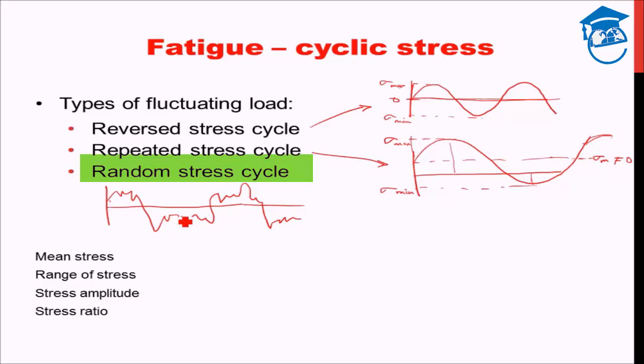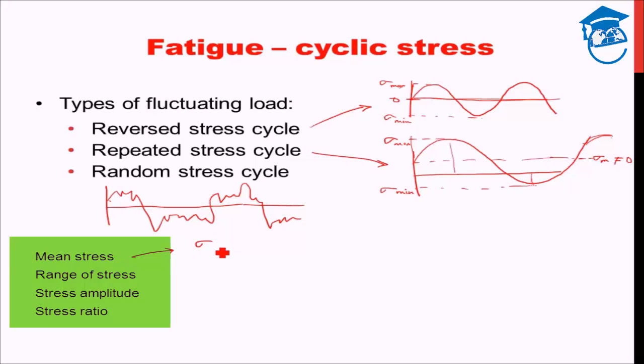Now that we know what are the different types of cyclic stresses that can occur in a body, let us understand some terminologies associated with the cyclic stresses. The first thing is known as mean stress. Mean stress is basically the average stress which can be found out by sigma max plus sigma min upon 2. So this is my mean stress. For reverse stress cycle, the mean stress is 0. For repeated stress cycle, the mean stress is not equal to 0.